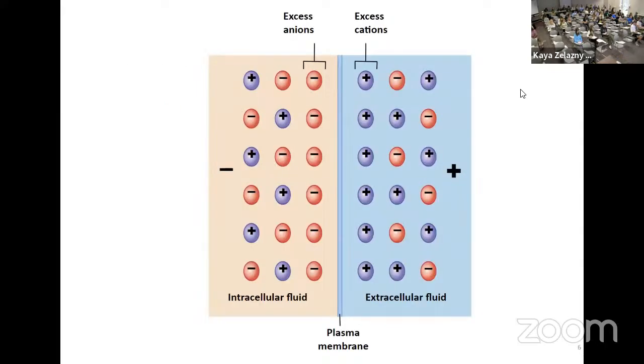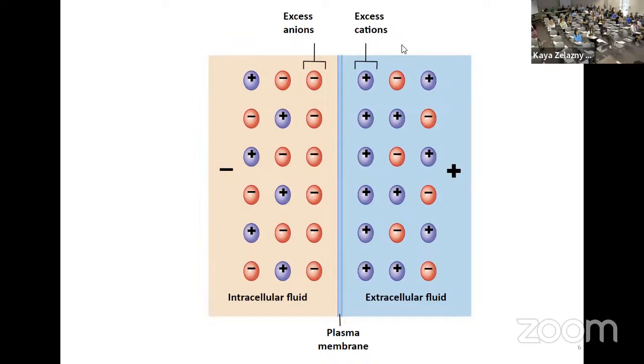So this is just a textbook diagram of what I was talking about with that different distribution of the anions and the cations on either side of the cell membrane. So if this is our plasma membrane in the center here, you can see that on this blue side in the extracellular fluid here, we have more cations. Okay, so plus, plus, plus. On the inside in the intracellular fluid here, we have more anions, minus, minus, minus. And we can see that they can't cross at this point. So they're attracted to each other, but they can't cross the plasma membrane because they are charged particles.